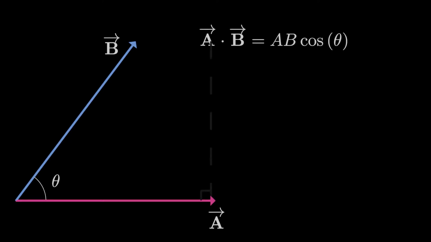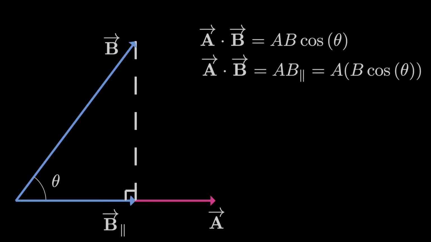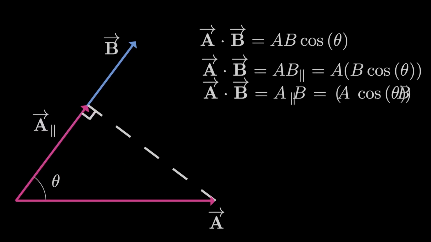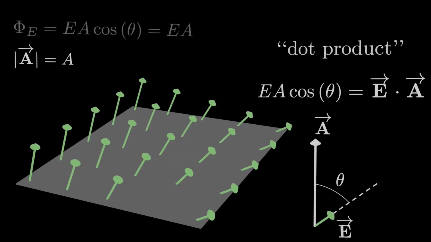Another way of looking at it is A dot B is the magnitude of the projection of B onto A times the magnitude of A. Or symmetrically, you could think of it as the magnitude of the projection of A onto B times the magnitude of B. In any event, what we have here is E dot A, again where we just chose a random E.